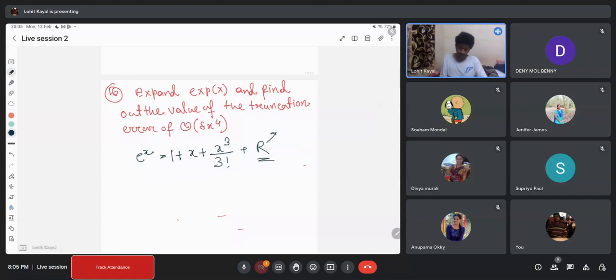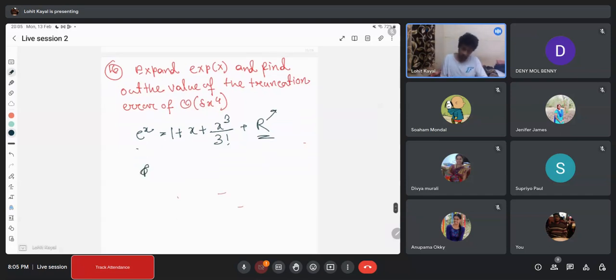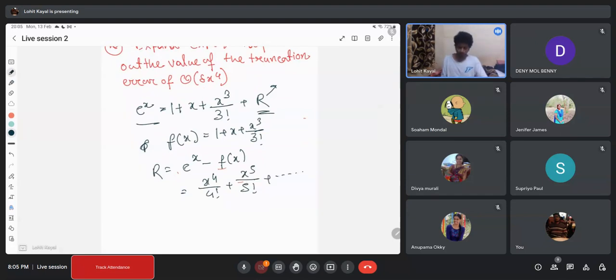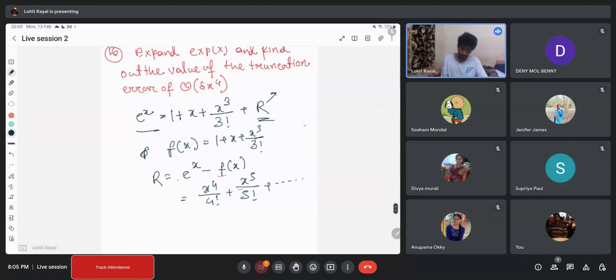Here instead of delta x I have written x. Okay, this is the same thing. So how to solve that? Let us assume another function f of x equal to 1 plus x plus x square by factorial 2 plus x cube by factorial 3. If I just subtract this, then what will be r? R will be e to the power x minus f of x, equal to x to the power 4 by factorial 4 plus x to the power 5 by factorial 5 plus dot dot dot. Alright. Now I need to check if r is of order delta x to the power 4. Remember, instead of delta x I have written x.